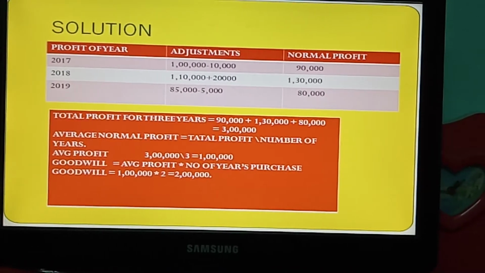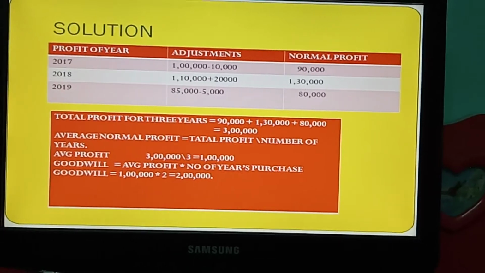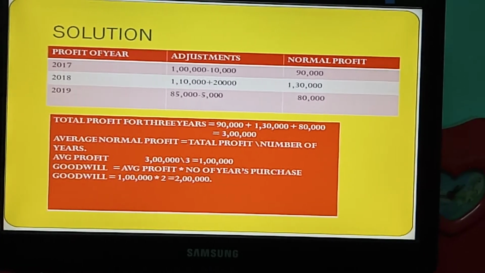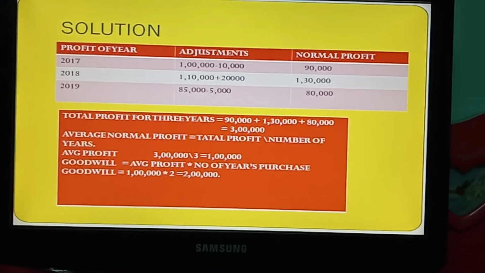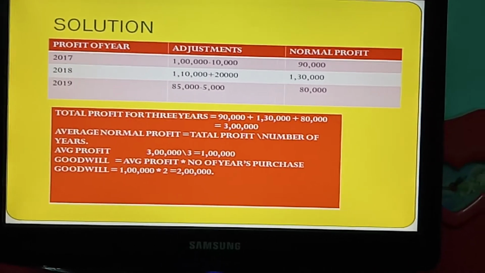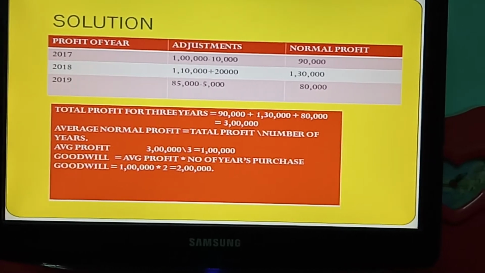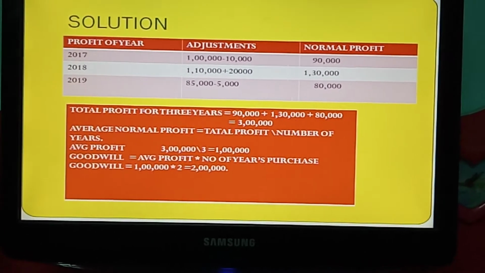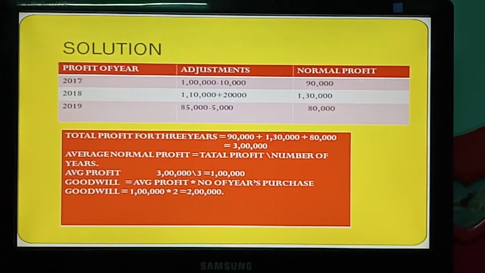So average normal profit will be total profit divided by the number of years. Now you can see how we get the average profit: 3 lakh divided by 3, which will be 1 lakh. Now goodwill has to be valued at 2 years purchase. How will we find it out? Average profit multiplied by the number of years purchase, which is given to us as 2. The value of goodwill will be 1 lakh multiplied by 2, that is 2 lakh.